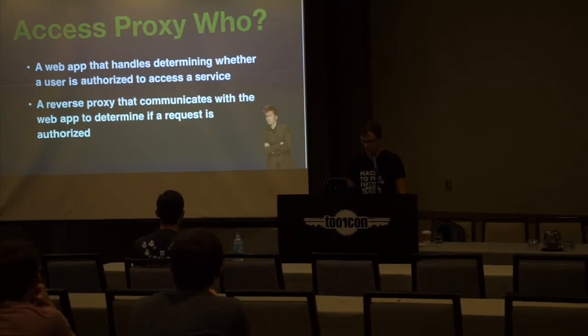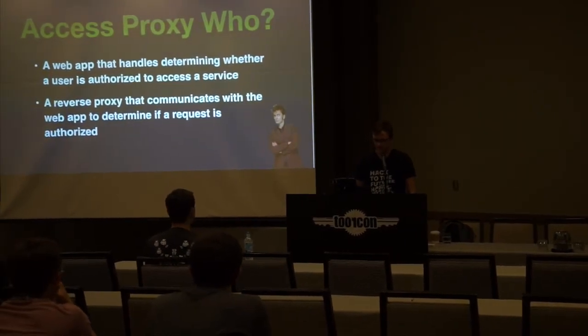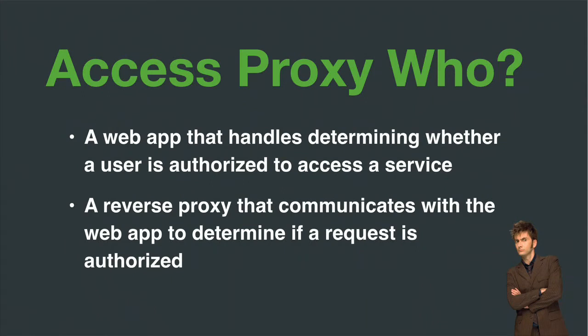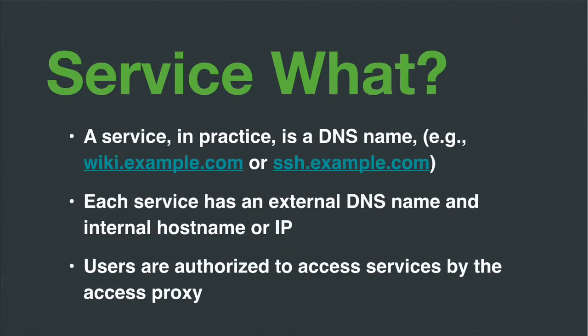And to give you a little more clarity on that, the access proxy is a web application that determines whether a user is authorized to access a service. And then the reverse proxy, in our case Nginx, would communicate with this application to determine if the request should be allowed to pass. And then a service, in our case, was basically a DNS name. That's how we identify it in our backend, which has both an external name and an internal host name or IP. And then the access proxy is responsible for determining what services you have access to.